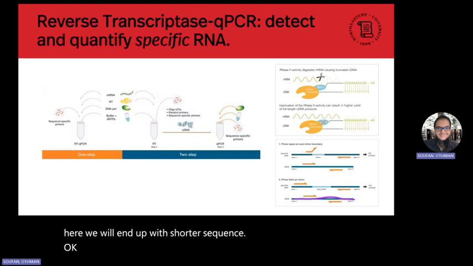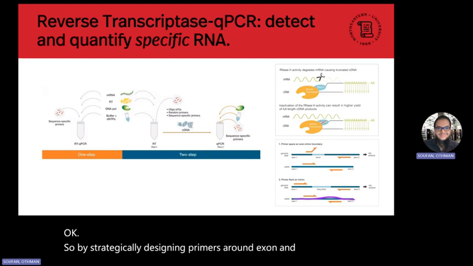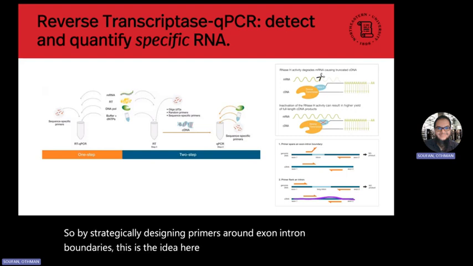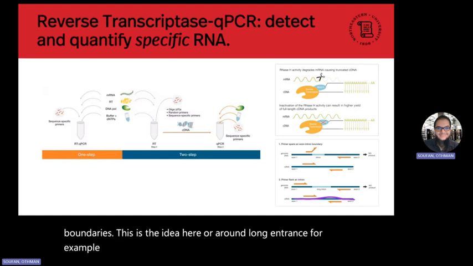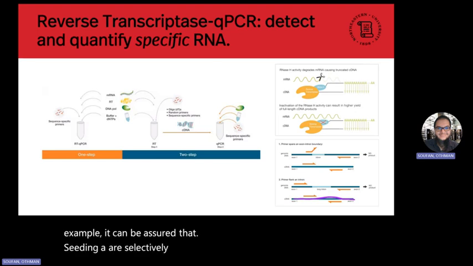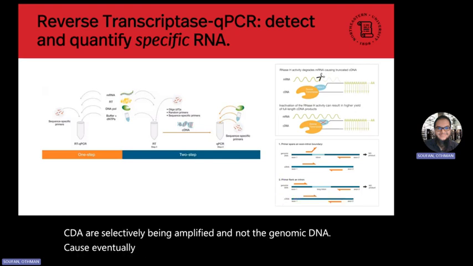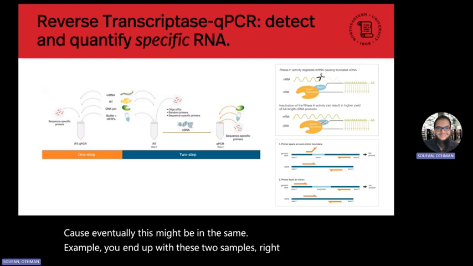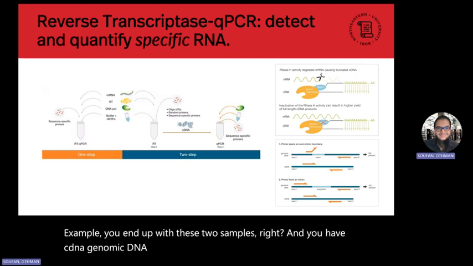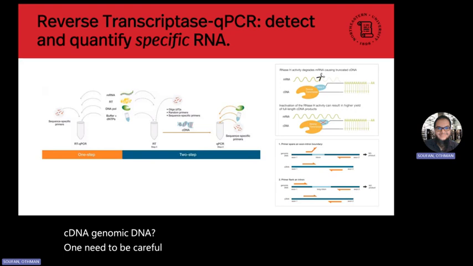So by strategically designing primers around exon-intron boundaries, this is the idea here, or around long introns, for example, it can be assured that cDNA is selectively being amplified and not the genomic DNA, because eventually both might be in the same sample. You end up with these two, cDNA and genomic DNA. One needs to be careful in designing the primers to find the right target.